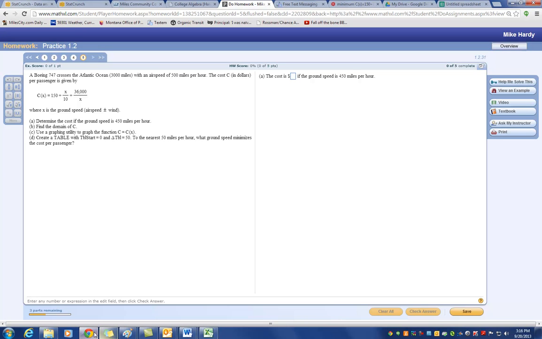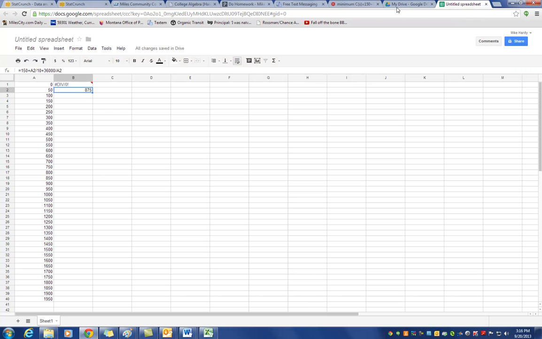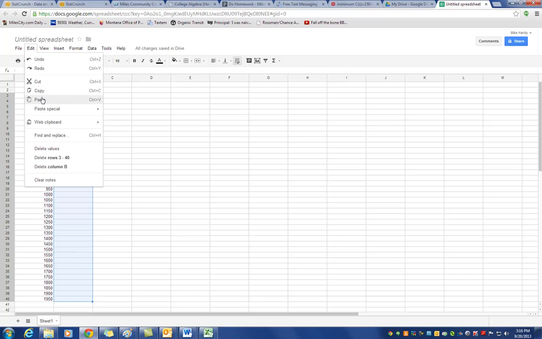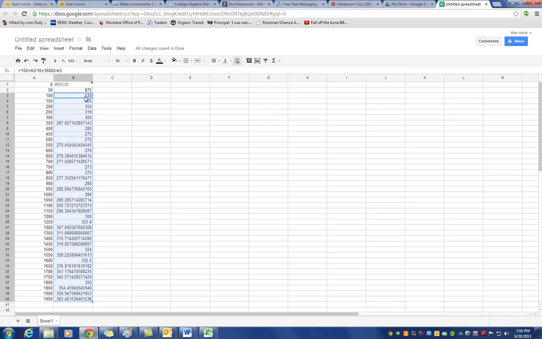But let's continue with the spreadsheet. I'm going to copy this formula, holding down the shift key and dragging all the way down to the bottom of this table, and then I'm going to paste. It's going to paste the formula into each of these cells rather than just pasting a single number, right? So now it's got this formula pasted in. These are the values of c of x, okay?